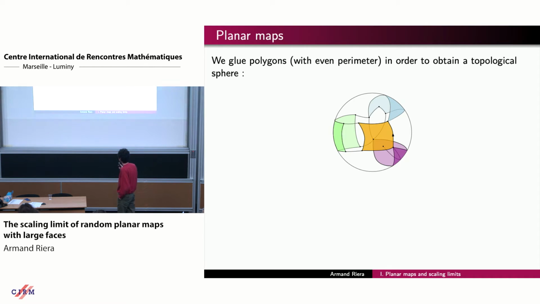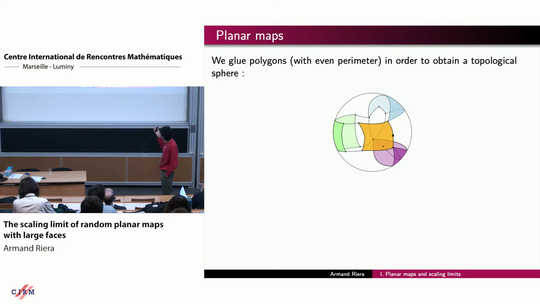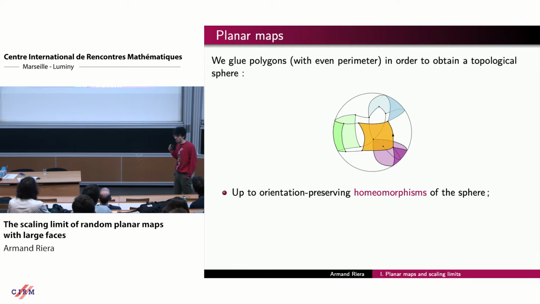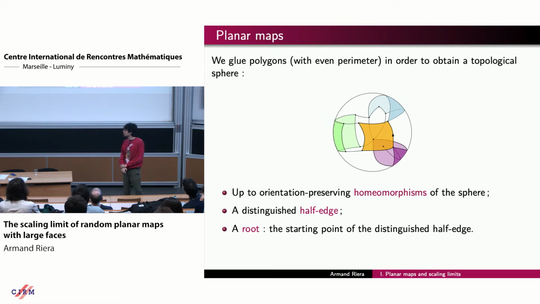And all the planar maps I'm going to consider are bipartite, meaning that all the faces have even perimeter. This is not a philosophical constraint, but a technical one, to make our life easier in the proof. Everything I'm going to say should work for more general maps, but we only work with this bipartite constraint. And as always, we consider these objects up to homeomorphism of the sphere, and we always distinguish a half edge, and the root is going to be the starting point of the distinguished half edge.